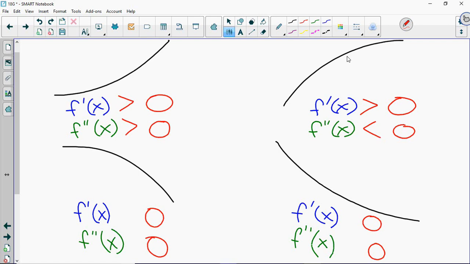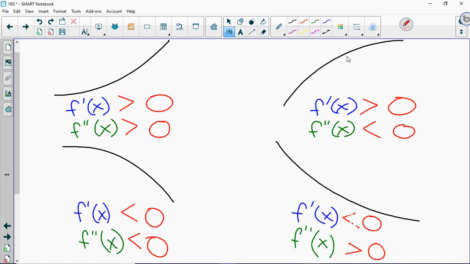In the examples below, both of those functions are decreasing, so the first derivative must be negative. However, on the left, it is decreasing at an increasing rate, meaning that it's getting more and more negative. It is concave down, so the second derivative must be negative. And the second one, the second derivative is positive, it's concave up, it is decreasing at a decreasing rate. The slopes are always negative, but they're getting less and less negative.